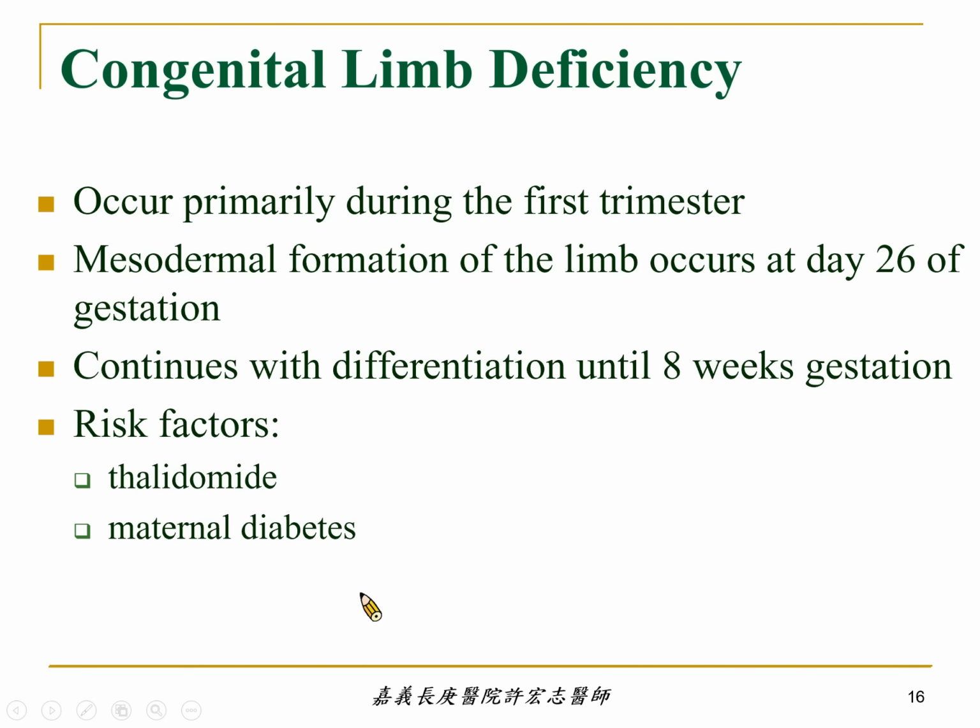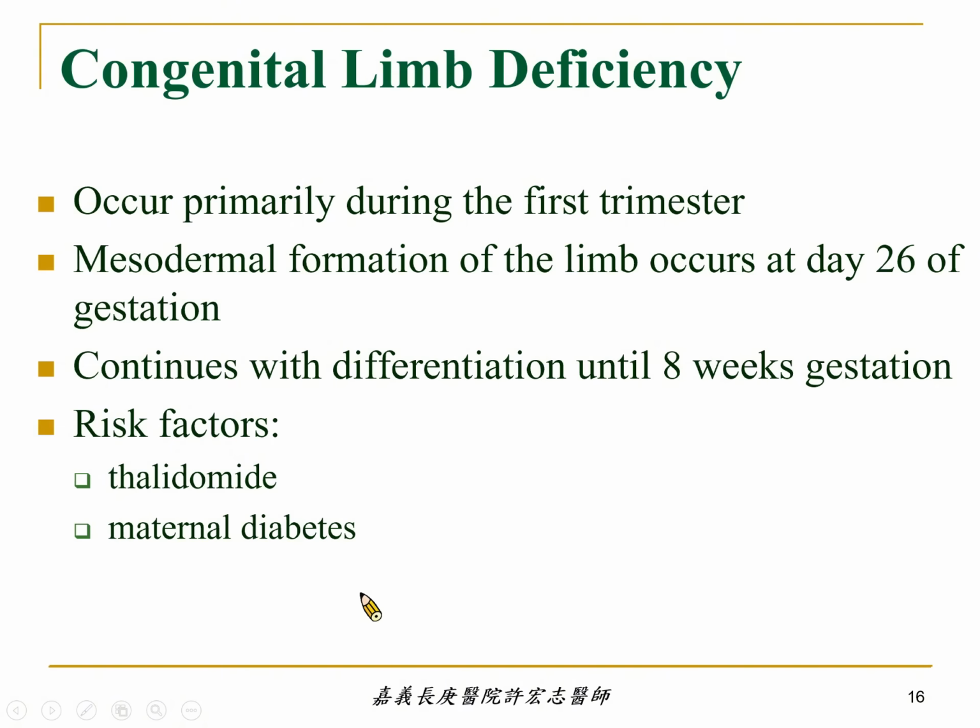And another one is maternal diabetes. You can see there is a group of patients who will get diabetes during pregnancy. We call that maternal diabetes. If the blood sugar is not controlled well during the pregnancy, there might be congenital limb deficiency thereafter.